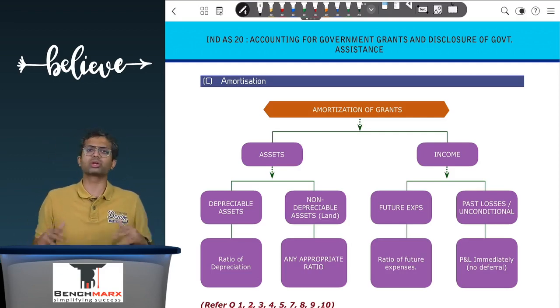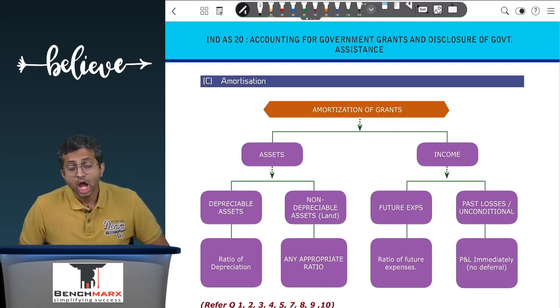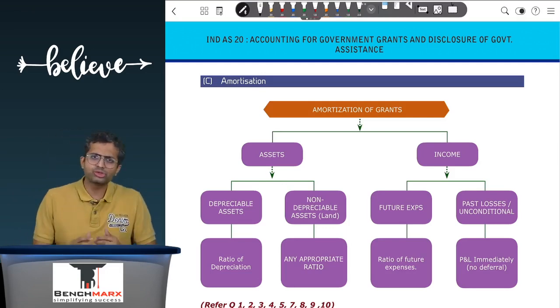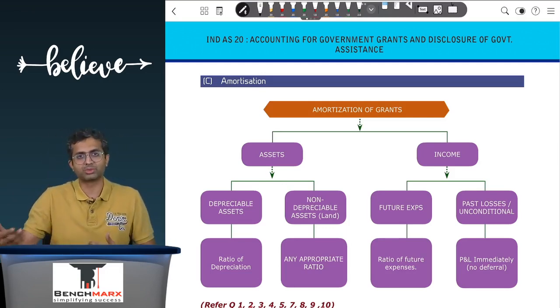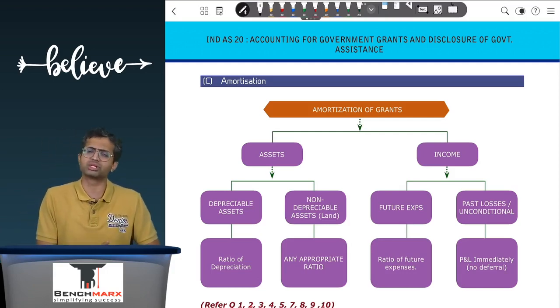You can't show it in a capital reserve or keep it in deferred grant. On the other hand, if it is income linked grants which are linked to future expenses or benefits, you will amortize it in the ratio of those expenses or the ratio of time, whichever is more appropriate and relevant.